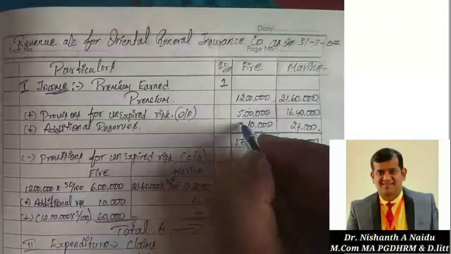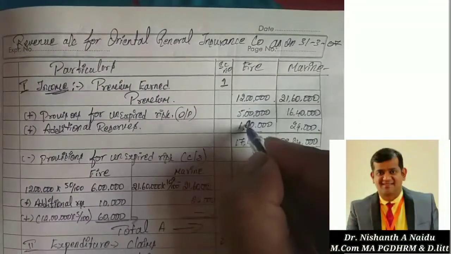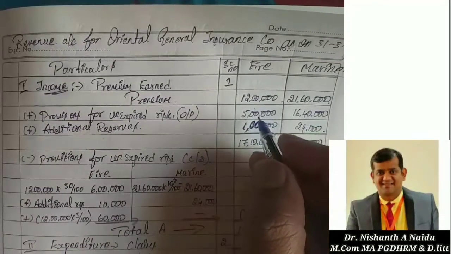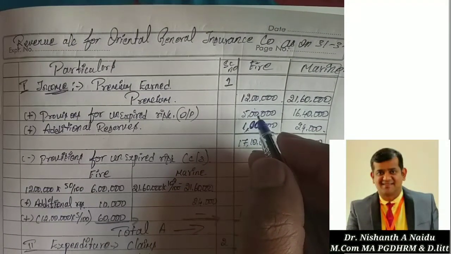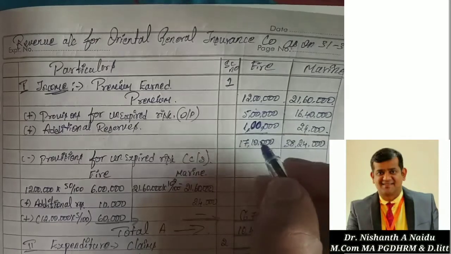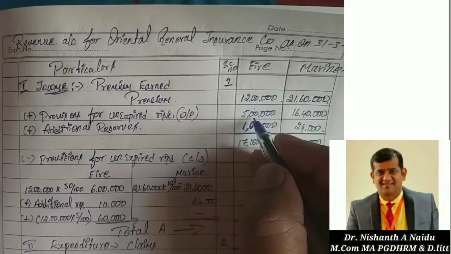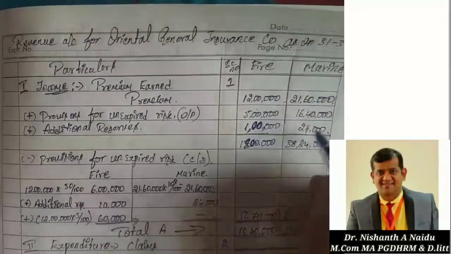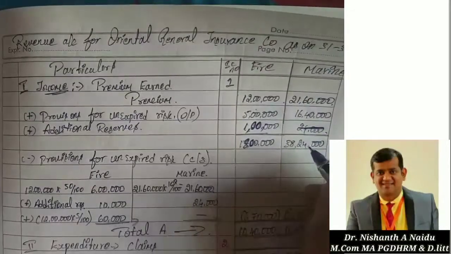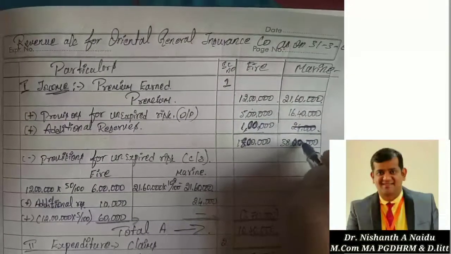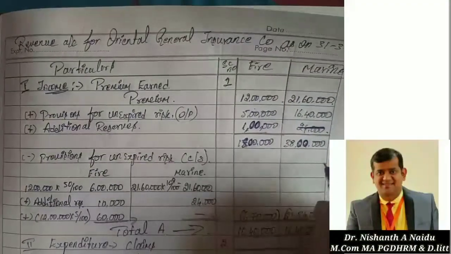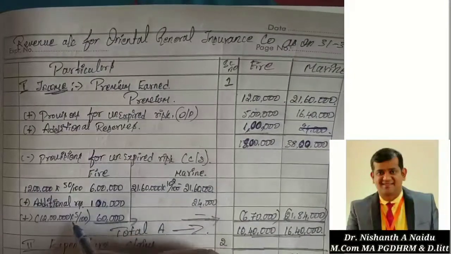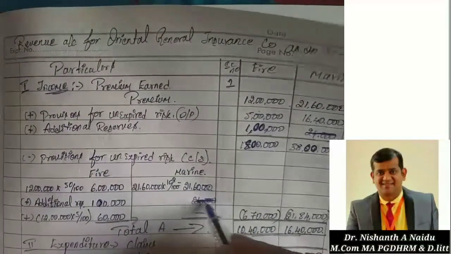Additional reserve is 1 lakh rupees as given in the problem. So just check in the question: additional reserve 1 lakh opening. Correct. So then it should be 12 plus 5, 17 plus 1, 18 lakh. It is not 18 lakh 20. Nil for marine insurance because there are no bad debts. So this is going to be a 38 lakh round figure. So 1 lakh rupees for fire insurance additional reserve, and marine is going to be nil.